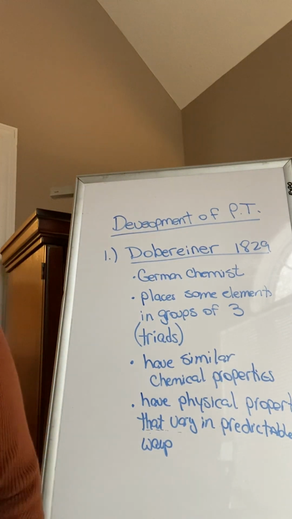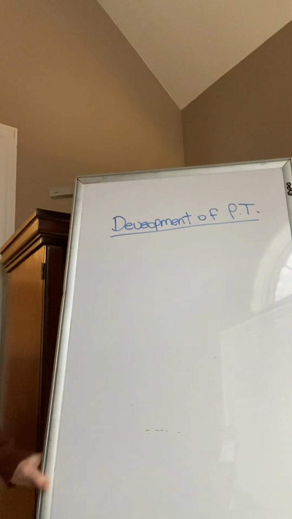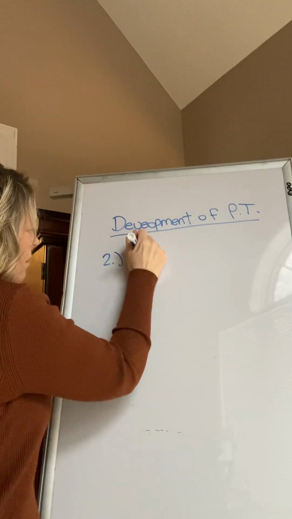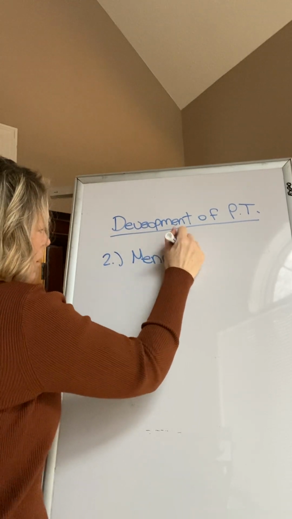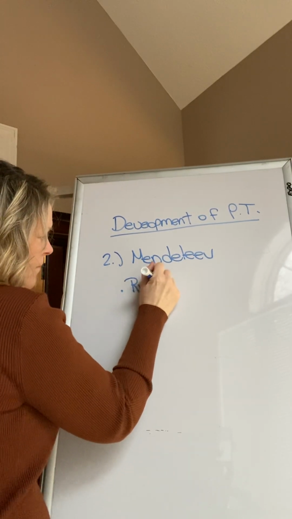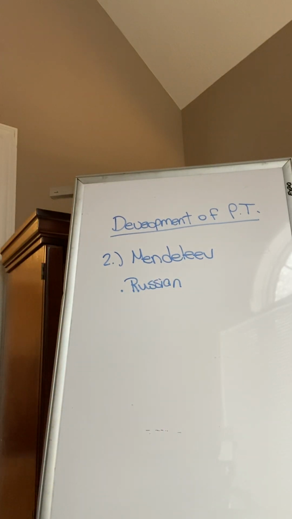Okay. Now, the next guy that we're going to learn about is Mendeleev. So, number 2. He's Russian. And there were, I think, about 60 known elements at this time. And he's looking again at a way to organize them in a way that's going to be useful for people. Same thing as Döbereiner.